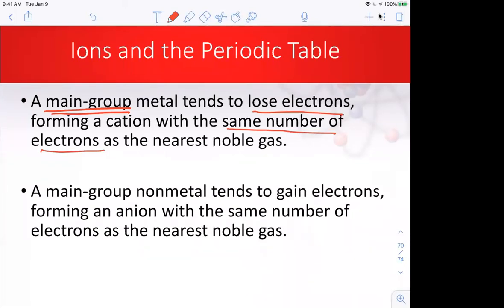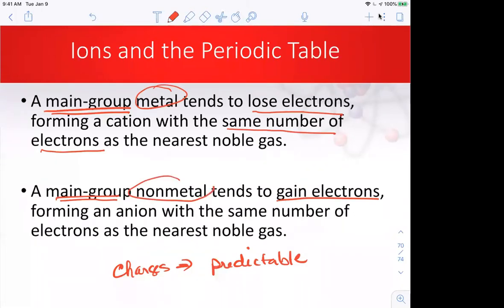My main group nonmetals, again, main group, predictable, will gain electrons, right? So my main group nonmetals will gain electrons to form an anion that has the same number of electrons as the nearest noble gas. So these charges are predictable. And I can tell based on the position on the periodic table what charge is going to form from either the metal or the nonmetal.